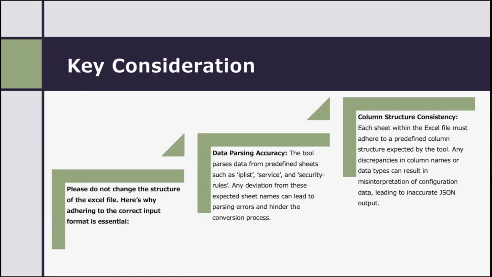A key consideration of using this tool is that it uses the Excel sheet's column names and sheet names as an input and converts them to meaningful JSON files. So if you change the structure of it, or even change the sheet names, then this tool will not generate JSON files that are helpful for you to import in your OCI Firewall. These are the things we'll have to bear in mind while we are using this tool.